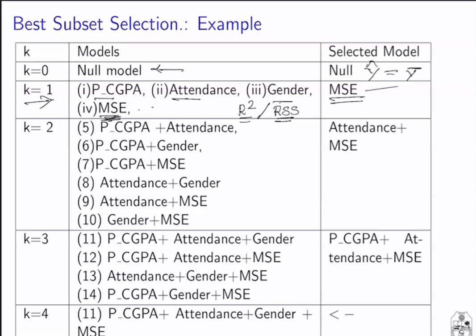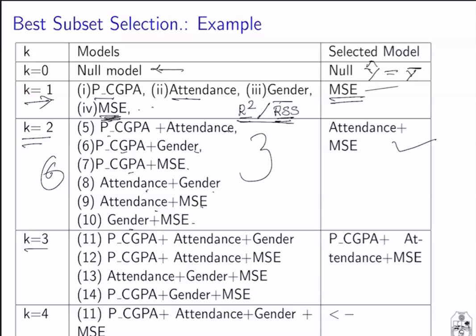Now in the second iteration, you are going to generate all those models which contain two input variables. In this case, you have generated six models: CGPA plus attendance, CGPA plus gender, CGPA plus MSc, attendance plus gender, attendance plus MSc, and gender plus MSc. So these six different models are generated. Now out of these six, again you need to select only one, and the criteria that you are going to use is R square or the RSS. Suppose that you have selected this model in the second iteration.